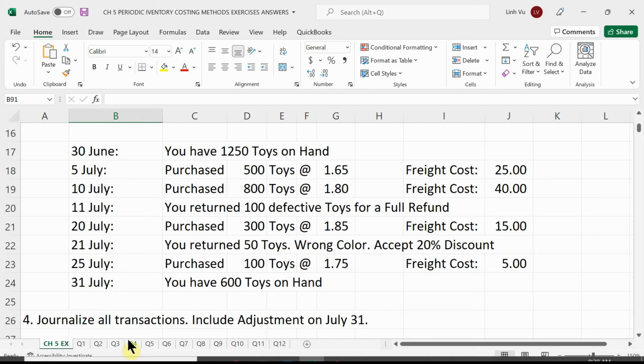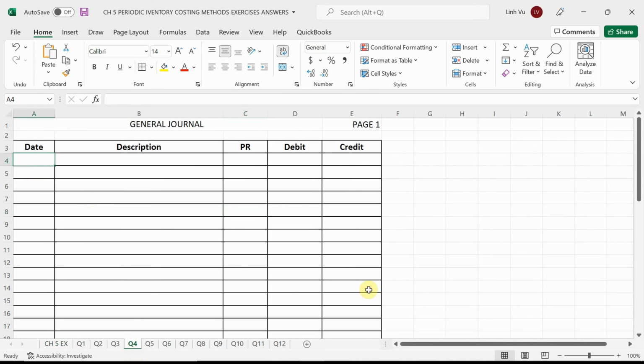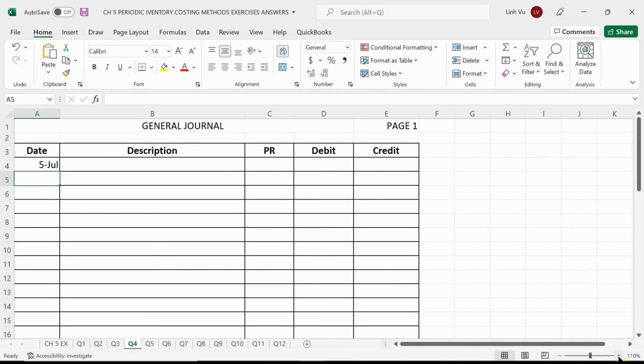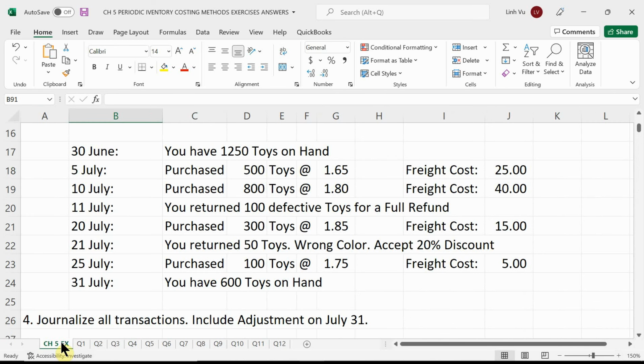How do you journalize that you purchased inventory on July 5th? We put first of all how much we purchase. Can I see the question again? On June, you have 1,250 toys on hand. I already moved the beginning inventory on there. You don't need to journalize that. We're journalizing July 5th. Oh, July 1st. Purchase 500 toys at 1.65. And after this, we put the freight cost.